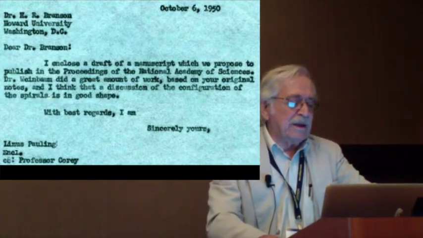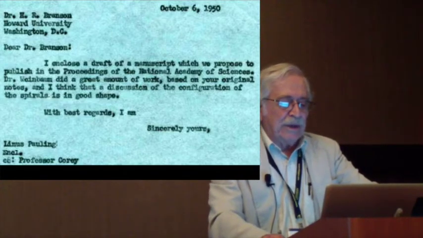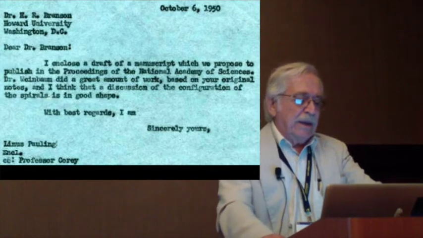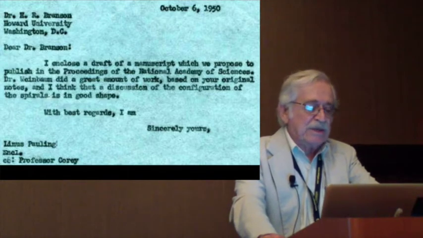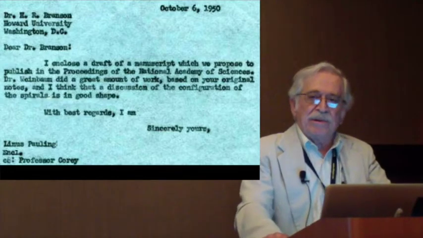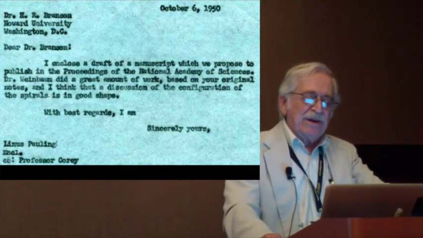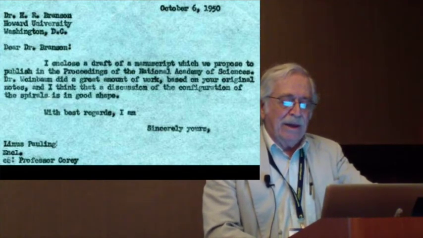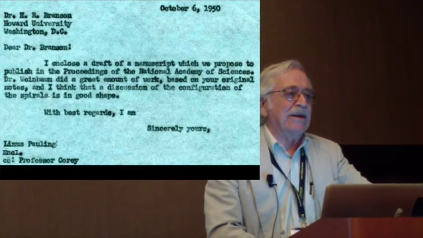he said Dr. Weinbaum, who was doing computational work for Pauling, did a great amount of work based on your original notes, and I think that the discussion of configuration for the spirals is in good shape. At the time, Pauling called these things spirals, not helices. And I must say, this is the only evidence that I've been able to find that Pauling actually acknowledged that Branson had done anything.